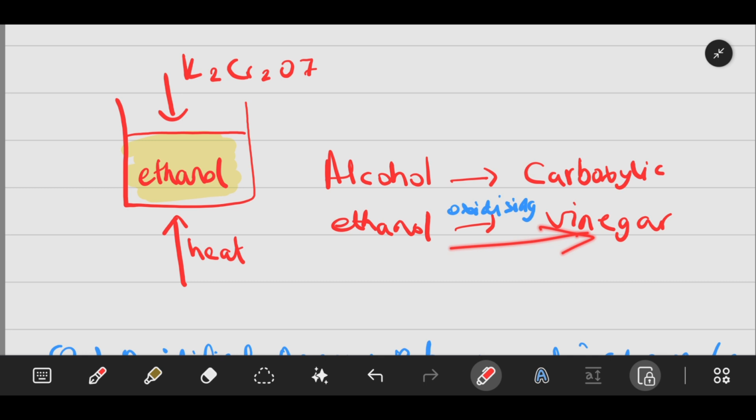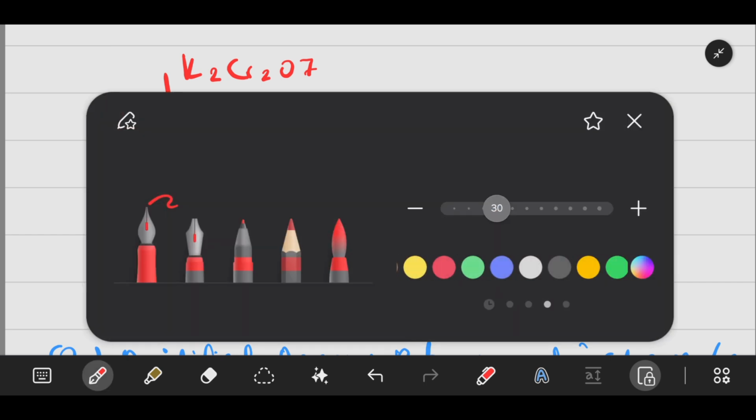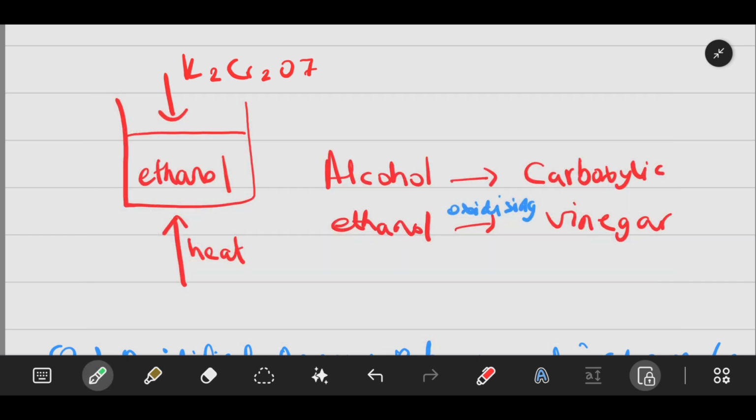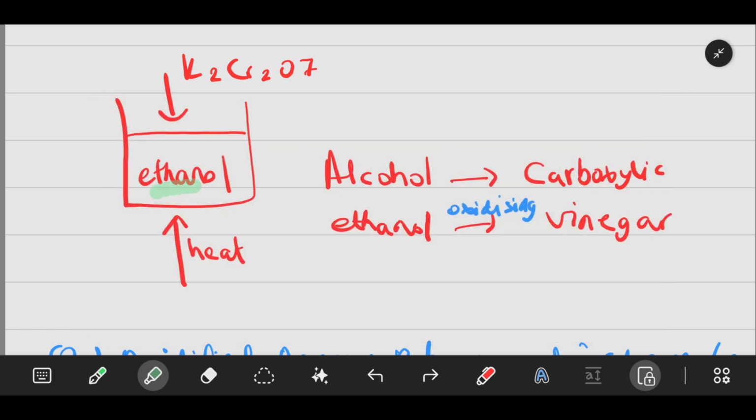Now when all of the ethanol is oxidized, it will literally just turn this particular reaction mixture into a green color, okay? This will make sure that all of the ethanol is oxidized, hence turning it into vinegar. I hope that's very, very clear.